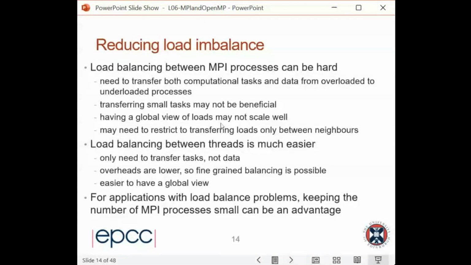And so load balancing between threads is much easier because you only have to transfer the tasks, not the data. All the threads can read and write to the same data. And also, as I said, there are load balancing mechanisms built into frameworks like OpenMP. So for an application with load balance problems, keeping the number of MPI processes small can be an advantage. This is why actually Josh's application came to mind, because it does both FFTs and has load balance problems. But I don't know, since you're using Python, that might be challenging.